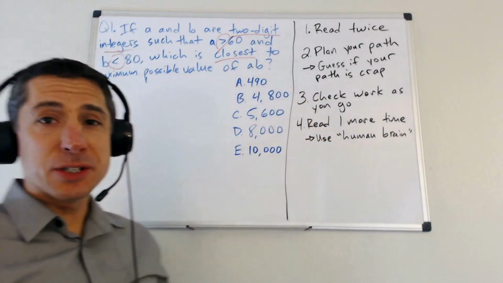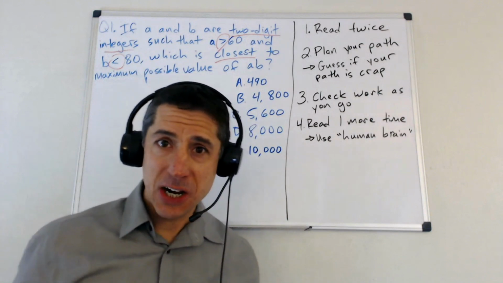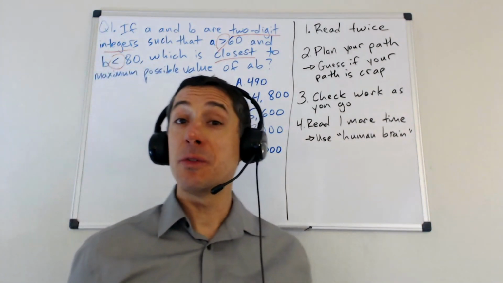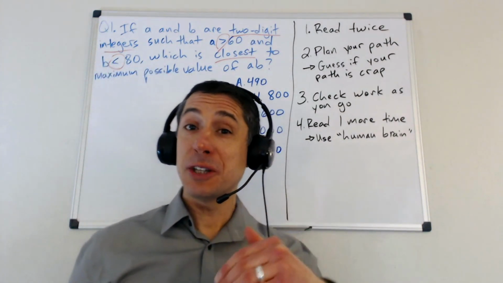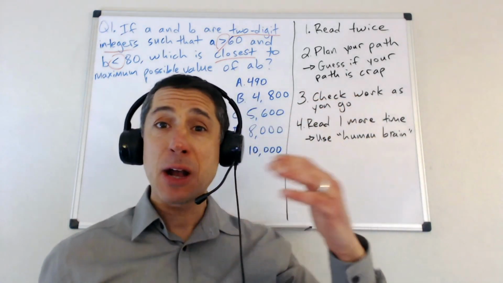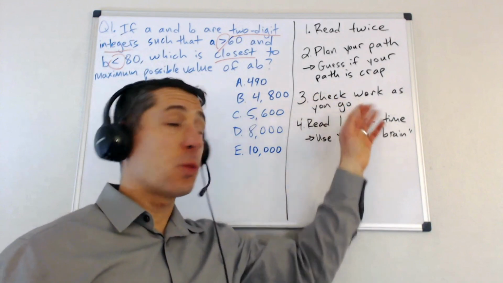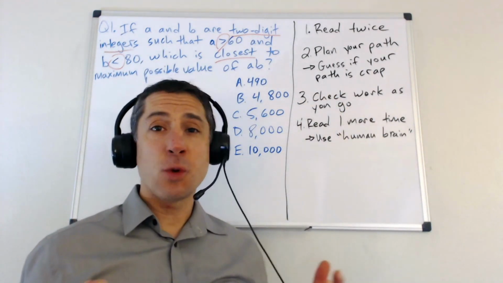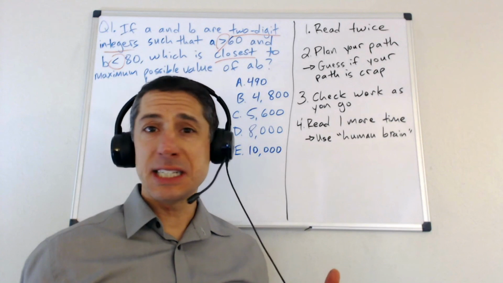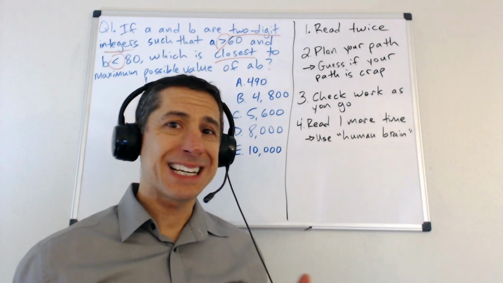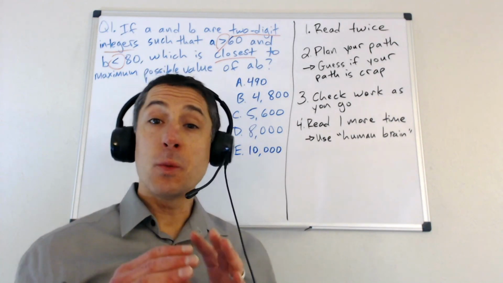Step 3 also sounds really obvious. My students are tired of hearing this, but I can guarantee that if you're scoring beneath your potential, if your scores are all over the place on GMAT Quant, you're probably not doing this as often as you should. Check your work as you go. Sometimes 4 times 7 is 32. It just is. Doesn't matter who you are. Sometimes 6 times 8 is 56. We all make those mistakes.